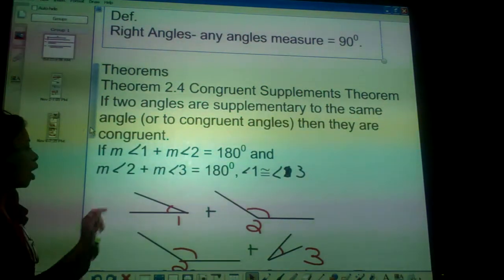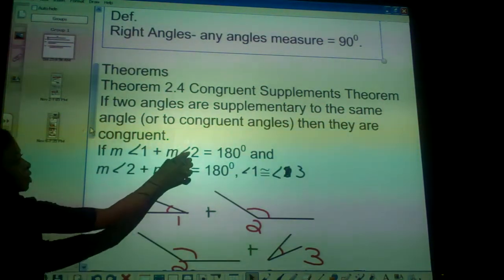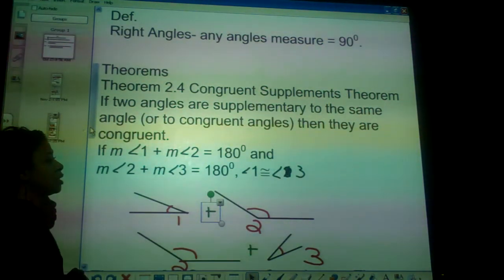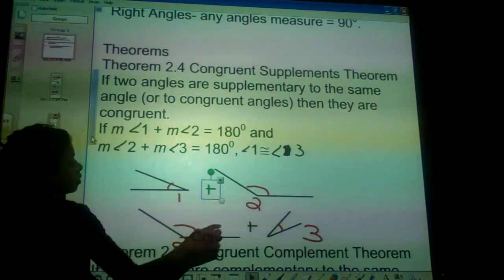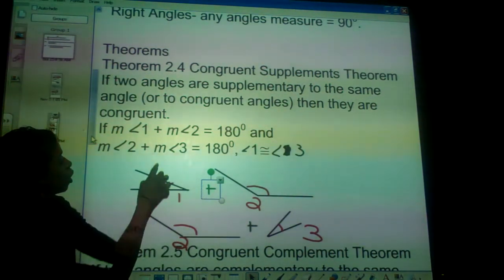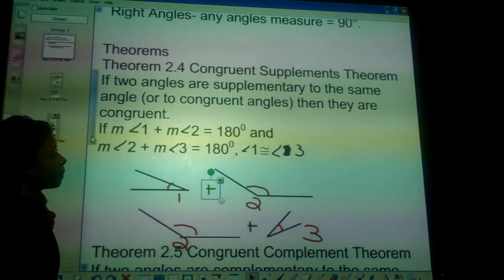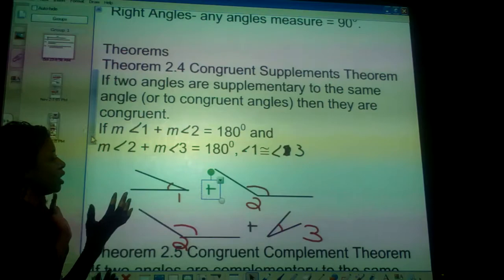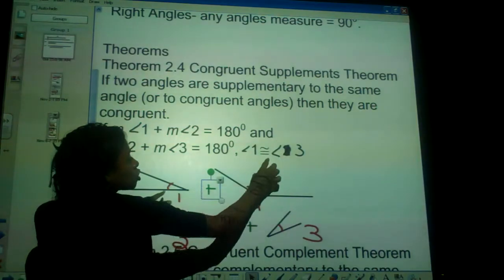If the measure of angle 1, this angle here, plus the measure of angle 2 is equal to 180 degrees, and I know that the measure of angle 2 plus the measure of angle 3, a new angle, is also 180 degrees, that means I'm using the same angle measure of 2. So if it's 110 degrees, that means that the measures of angles 1 and 3 are congruent to one another.